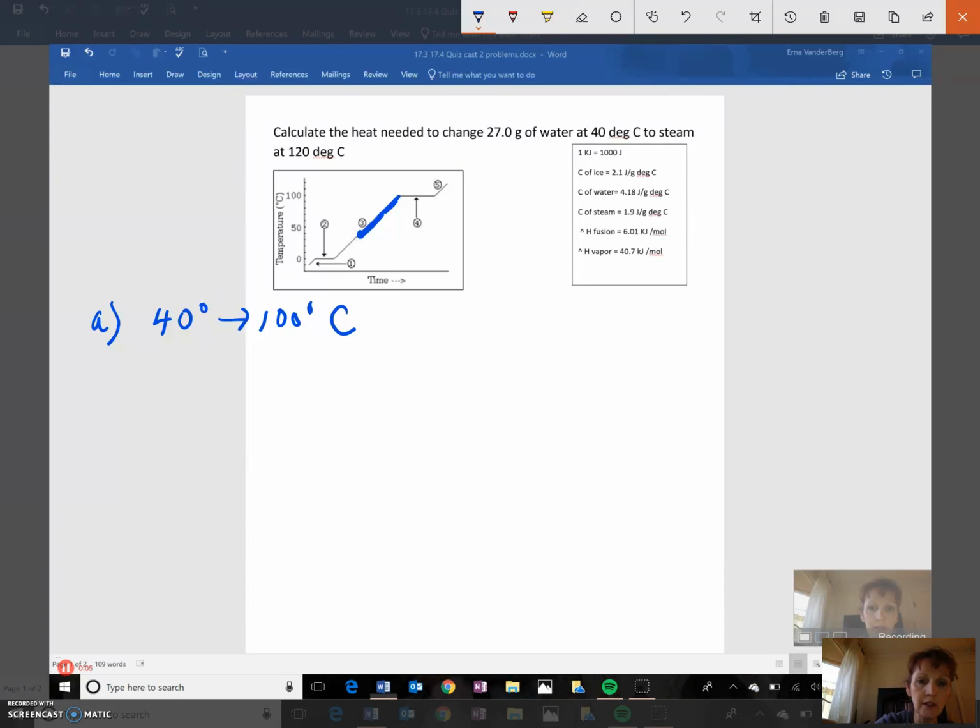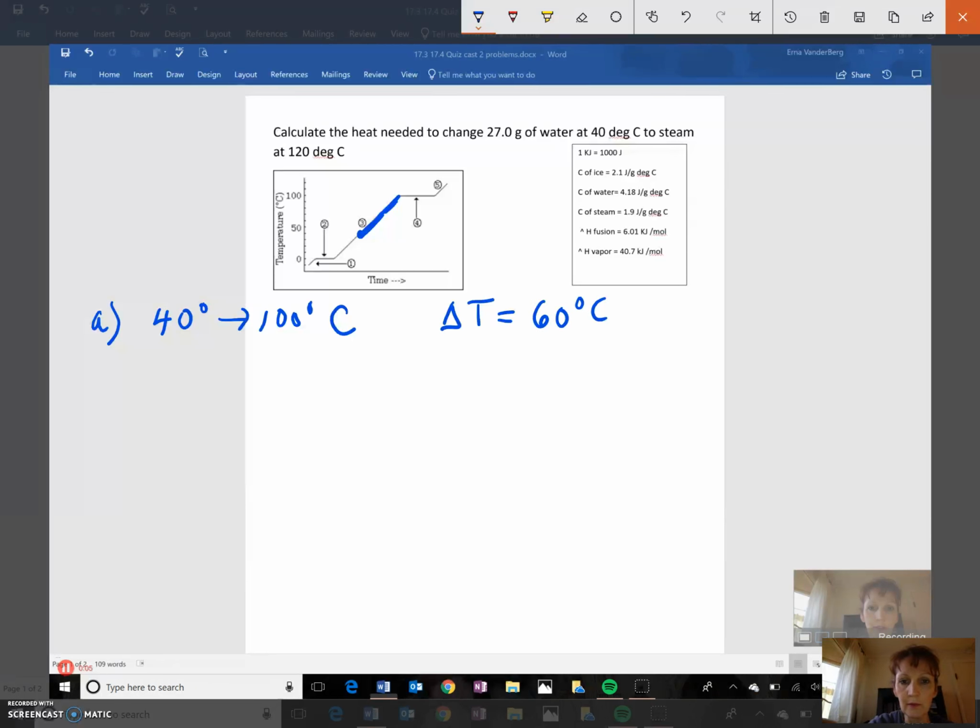So what do you need? If you have a change in temperature, then you can do a Q calculation. You see, to go from 40 degrees to 100 degrees is a change of 60 degrees Celsius.